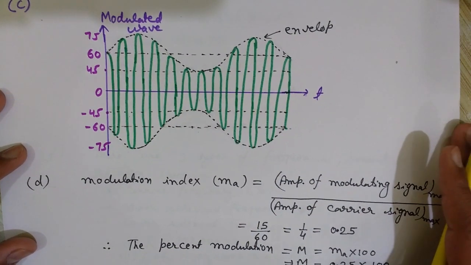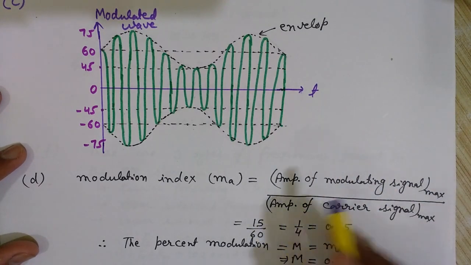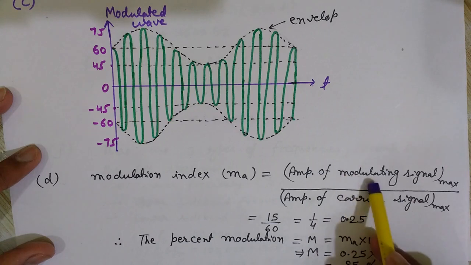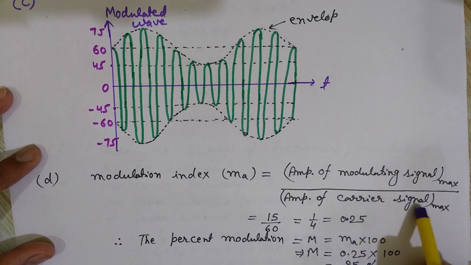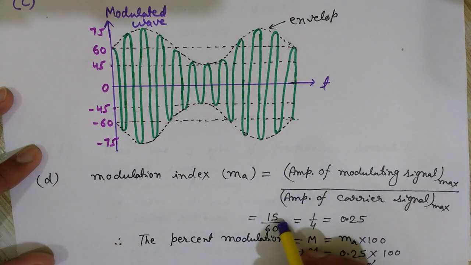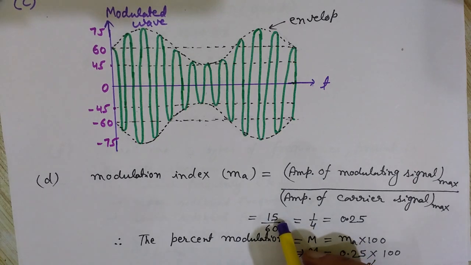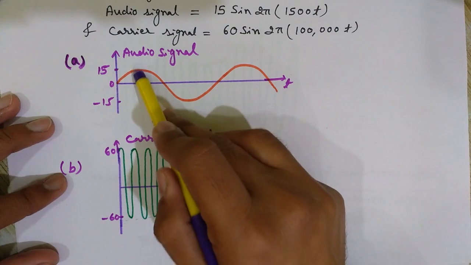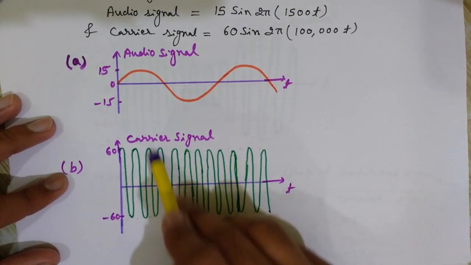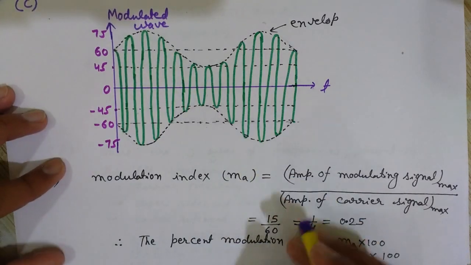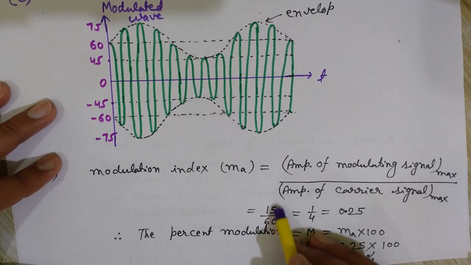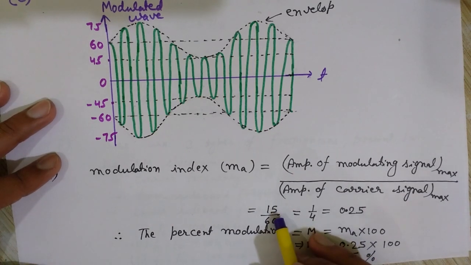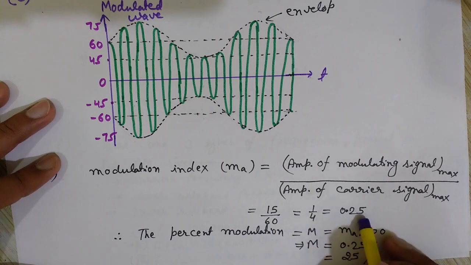So the modulation index, by definition for amplitude modulation, is the maximum amplitude of the modulating signal divided by the maximum amplitude of the carrier signal. Now we know both of these values. I told you that the maximum amplitude of the audio signal is 15, and its value is 60 for the carrier. So we can easily find it, 15 divided by 60. So this ratio, the modulation index, is simply the ratio of amplitudes of the modulating signal, that is the message signal, and the carrier signal. 15 by 60 comes out to be 1 by 4, so 0.25.